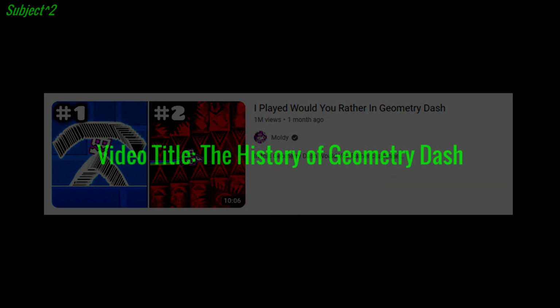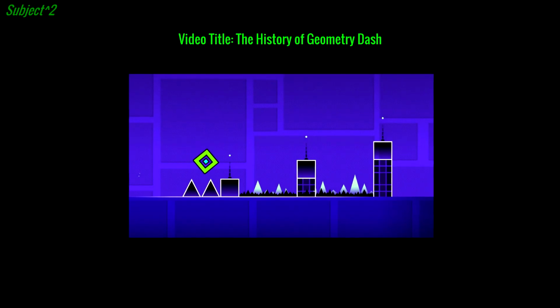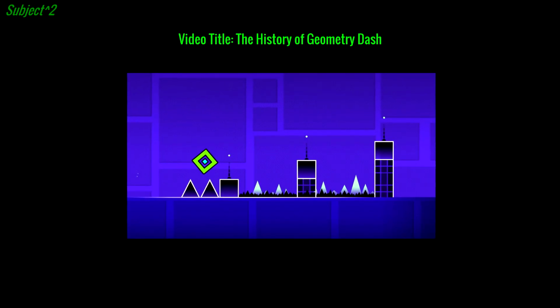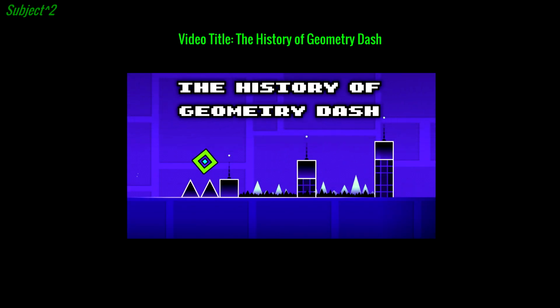Next up is what I like to call subject squared. These are the things that you put on top of the subject in order to add some needed context or meaning to the thumbnail. Let's say you made a video called The History of Geometry Dash. You wouldn't use this screenshot of the game as the whole thumbnail, right? No! You need to at least add some text saying The History of Geometry Dash. And you should add as much as is needed for the thumbnail to make sense, so long as whatever you add on top of the subject doesn't cover it up entirely.